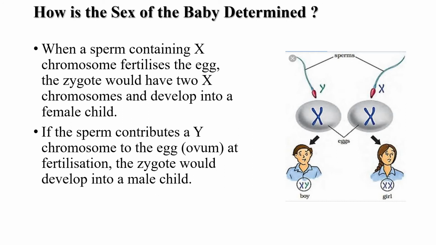When a sperm carrying an X chromosome fertilizes an egg that contains only an X chromosome, the resulting zygote will be of XX condition and will develop into a female baby. And the second possible condition is when a sperm carrying a Y chromosome fertilizes an egg that contains only an X chromosome, the resulting zygote will be of XY condition, and this zygote will develop into a male baby.